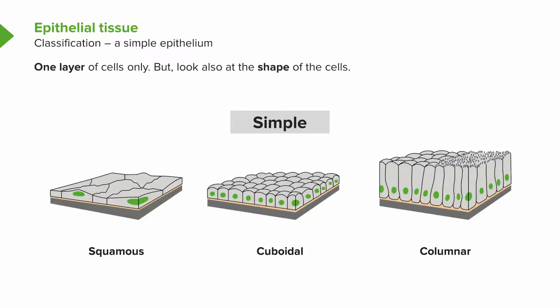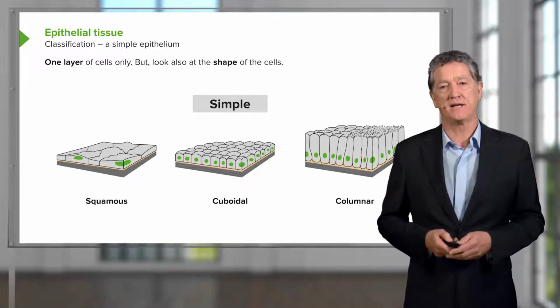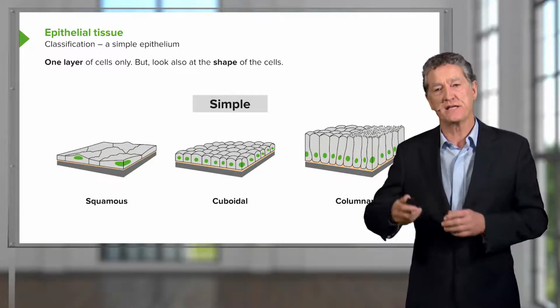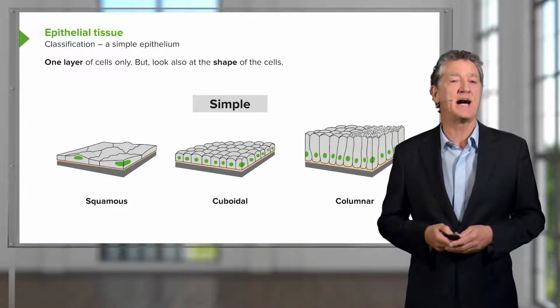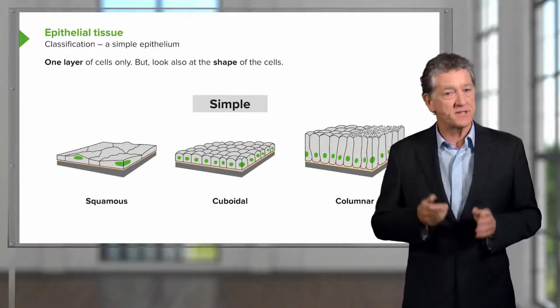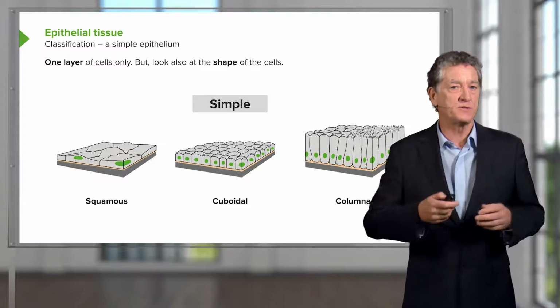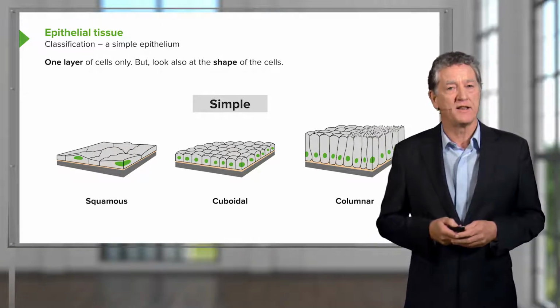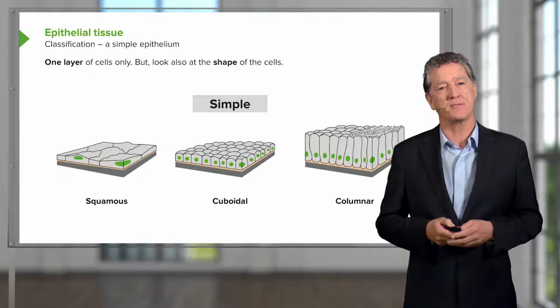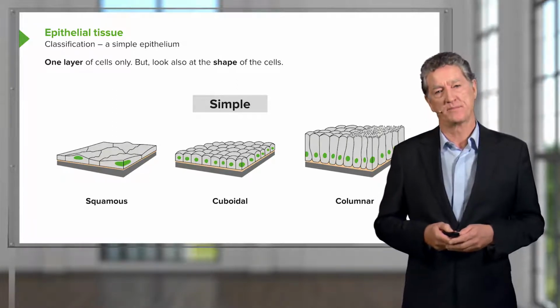Let's now look and see how epithelium is classified or named. Well, the first thing to do when you look at an epithelium is decide how many cell layers make up the epithelium. If there's only one cell layer, as you see in these diagrams, we call the epithelium a simple epithelium. And the second thing we do is we look at the shape of the cells. If the cells are a lot wider than they are in height, or they're flattened, we call it a squamous epithelium, a simple squamous epithelium.